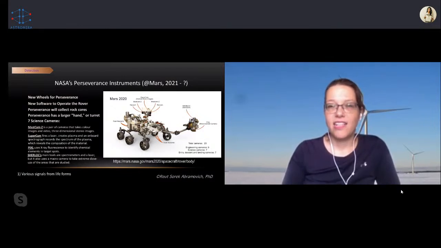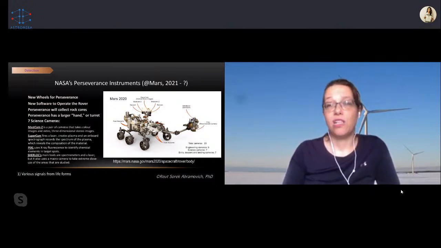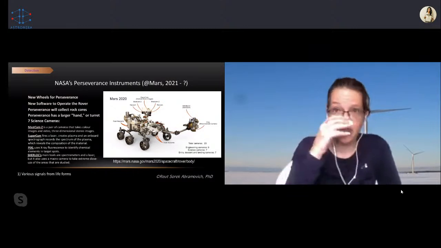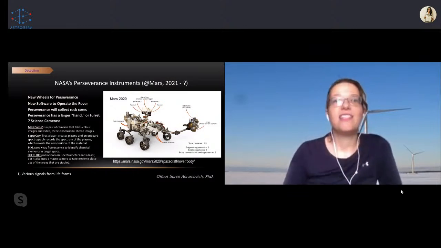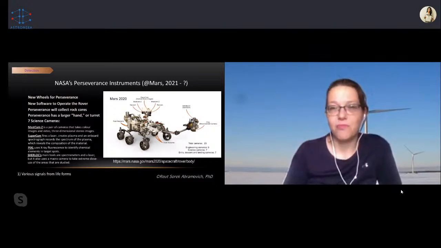So there's an extended new robotic arm which has been tested on planet Earth, I don't know how many times, but it's supposed to drill a hole, collect whatever is in that hole, and then put it in a special container. That's why it has a large hand, or turret, as they call it. So what are the 7 science cameras? How are they going to find out if there's life on Mars?